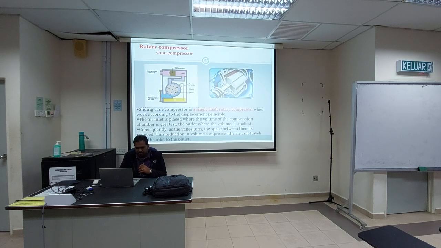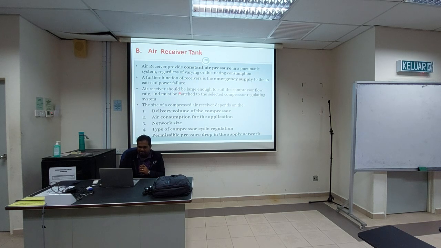Okay, then we have a vane compressor. In the vane compressor, there are spaces in between, and the vane moves along the space. So air will enter, and it will move to fill the gap. Then after some time the temperature will increase, so there is usually an intercooler in between. Okay, so these are a few types of compressor.